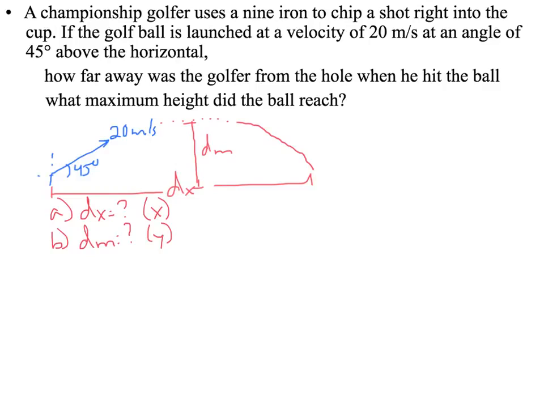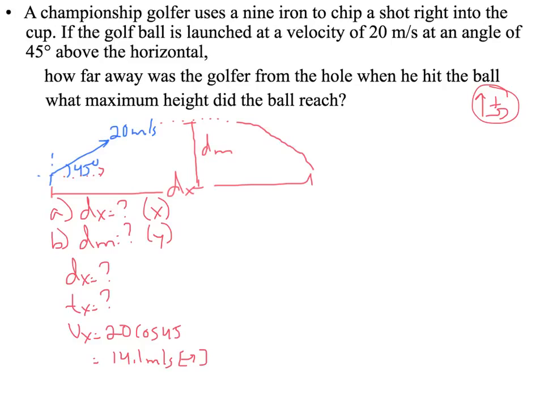Okay, now A is looking for dx. So dx is our question. tx, we don't know. But we do know Vx. Vx is going to be the horizontal component of our vector. So it's going to be 20 cos 45, which equals 14.1 meters per second. And don't forget, positive, positive.